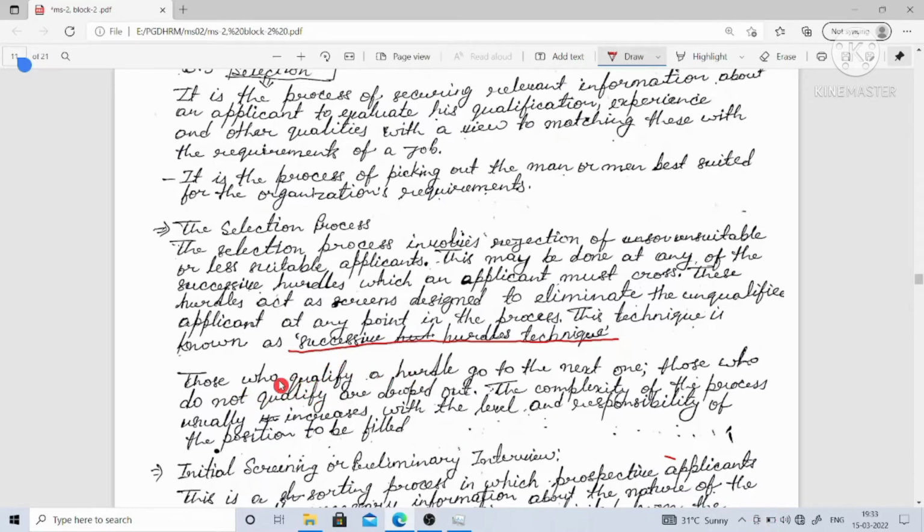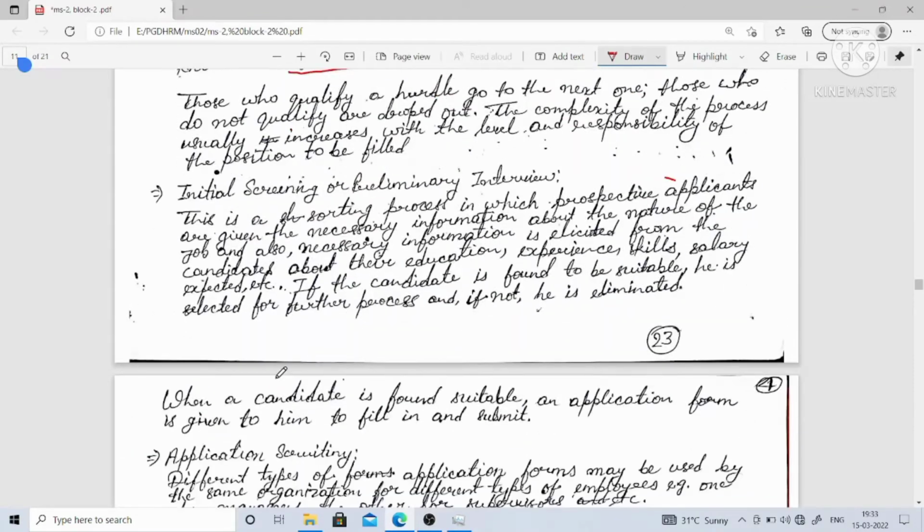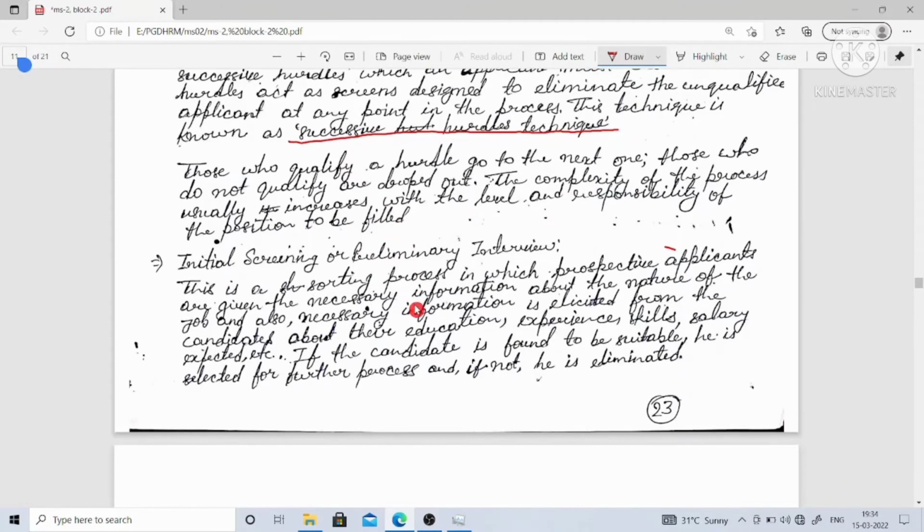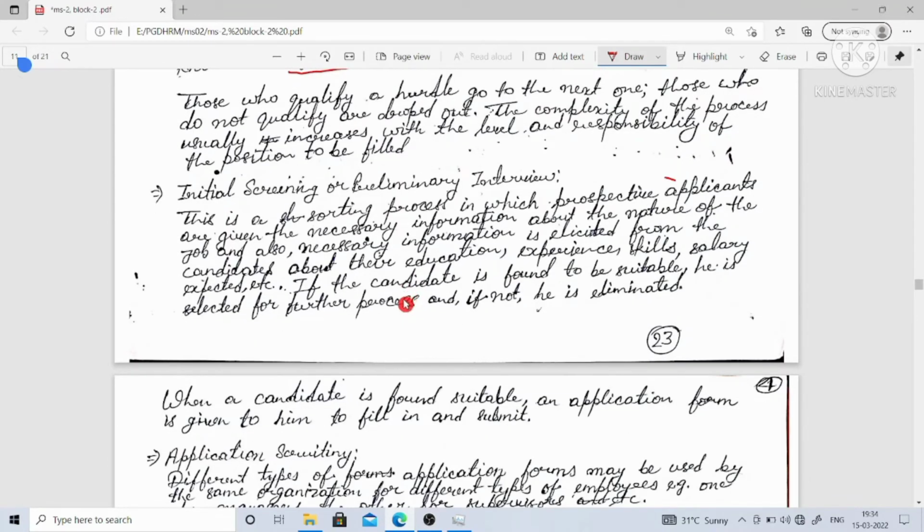So those who qualify a hurdle go to the next one. Those who do not qualify are dropped out. The complexity of the process usually increases with the level and responsibility of the position to be filled. It means the complexity of the hurdles is going to increase with the level and responsibility of the position. If the level is higher and responsibilities are more, then more hurdles and more complicated hurdles will be there.